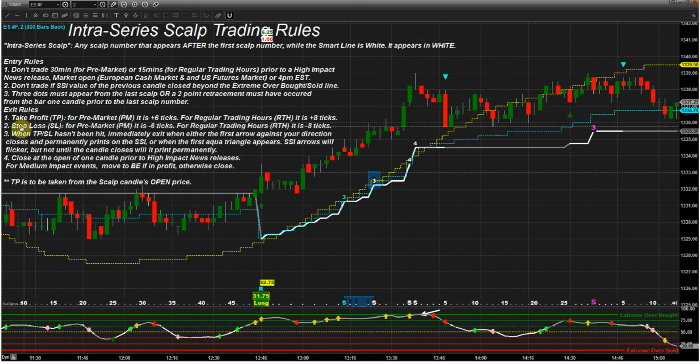The exit rules. The take profit is the same as the primary scalp. For pre-market, it's 6 ticks. For regular trading hours, it's 8 ticks. Stop loss is -6 ticks for pre-market, and -8 ticks for regular trading hours.